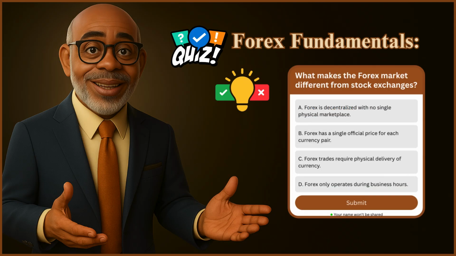Question number 7. What makes the Forex market different from stock exchanges? Is it A, Forex is decentralized with no single physical marketplace? B, Forex has a single official price for each currency pair? C, Forex trades require physical delivery of currency? Or D, Forex only operates during business hours? You've got 10 seconds. Think carefully.